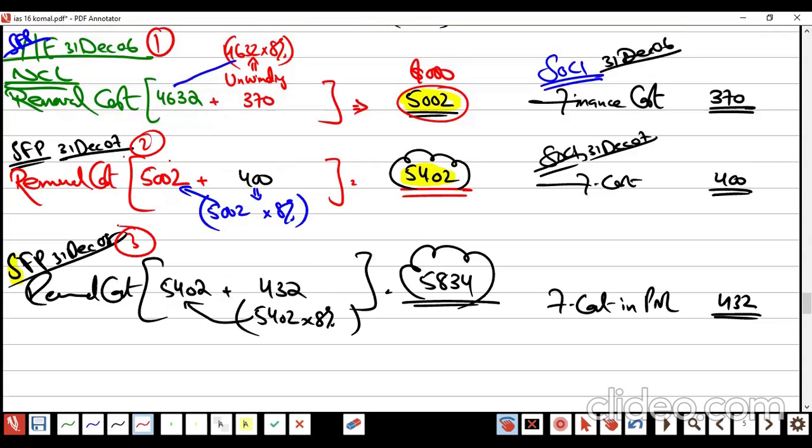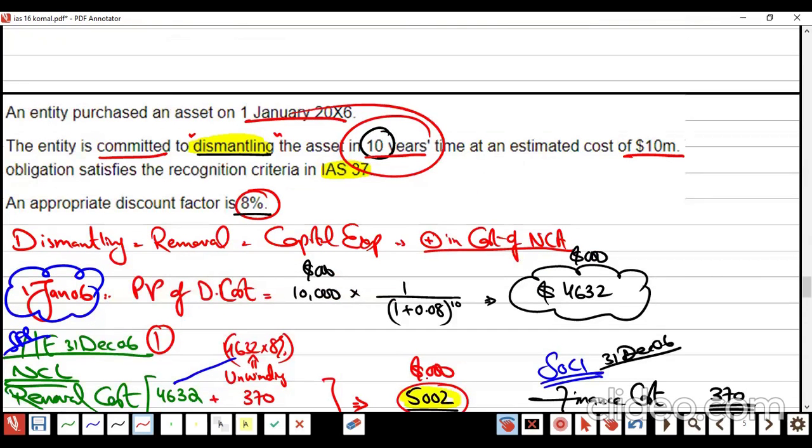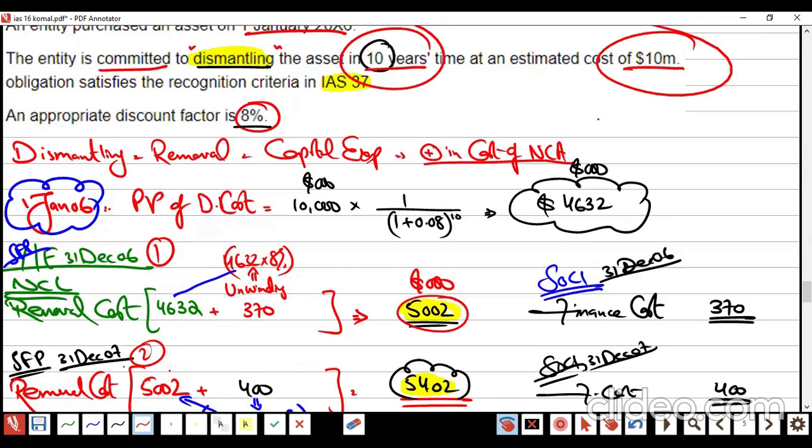1, 2, 3, I finished 3 years. If you do 4, 5, 6, 7, 8, 9, 10, at the end of the 10th year, because of rounding, there will be a minor difference. But if there is no problem of rounding, you will witness the amount of liability at the end of the 10th year will be 10 million. Got it or no?